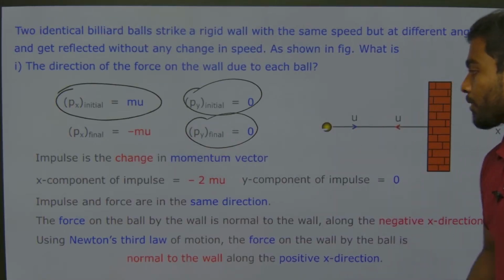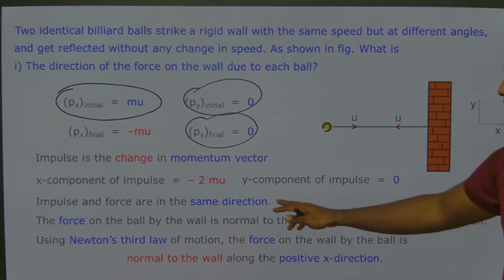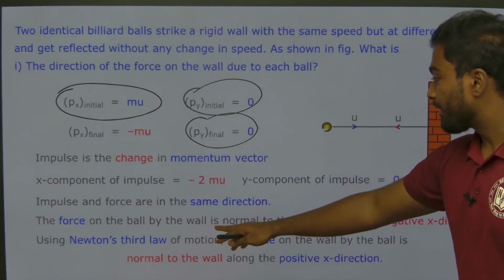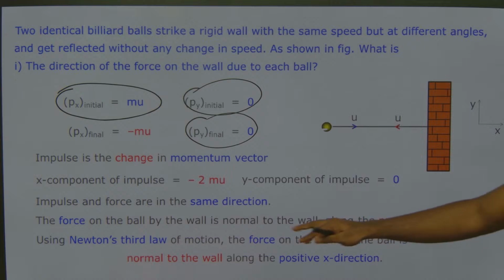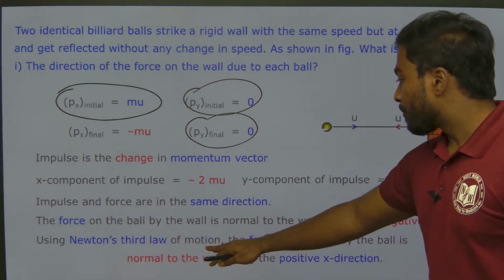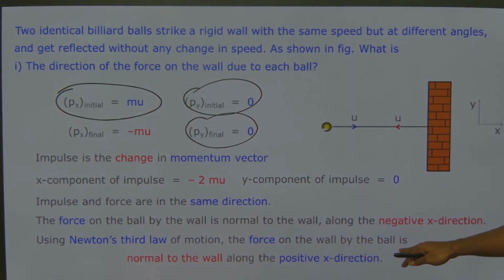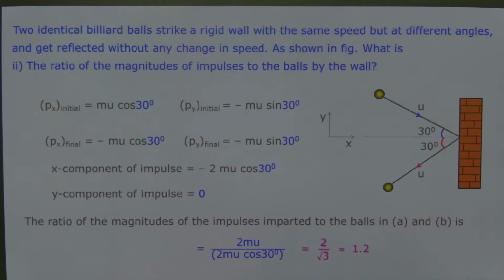Okay. So impulse and force are in the same direction. The force on the ball by the wall is normal to the wall along the negative x direction. So using Newton's third law of motion, the force on the wall by the ball is normal to the wall. Okay, so now the next part is coming.